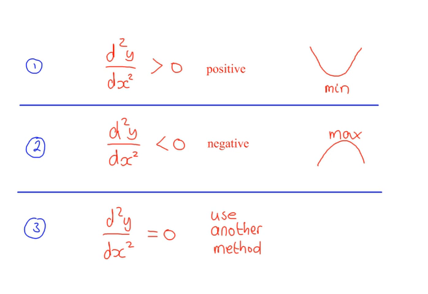Okay, so you need to memorize these 3 points here for the second derivative as to whether you have a minimum, maximum point, or whether the method's failed and you have to use something else.